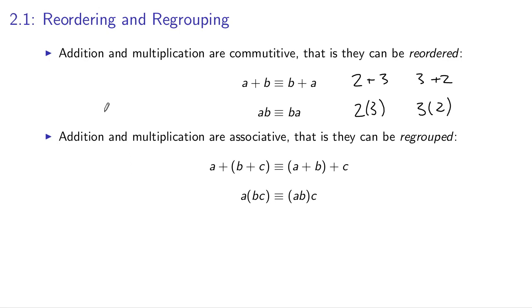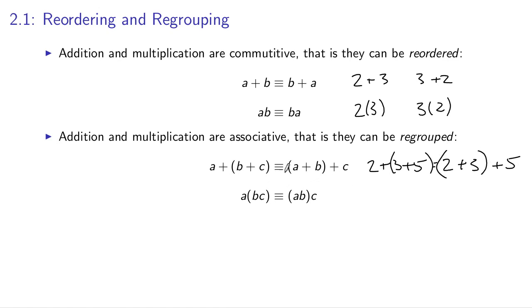In addition, addition and multiplication are associative, which means they can be regrouped. Again, don't worry about this technical word. We're not going to have to memorize this word. But we need to remember the idea of reordering and regrouping. We can regroup addition. 2 plus the quantity 3 plus 5 is the same thing as 2 plus 3, all plus 5.